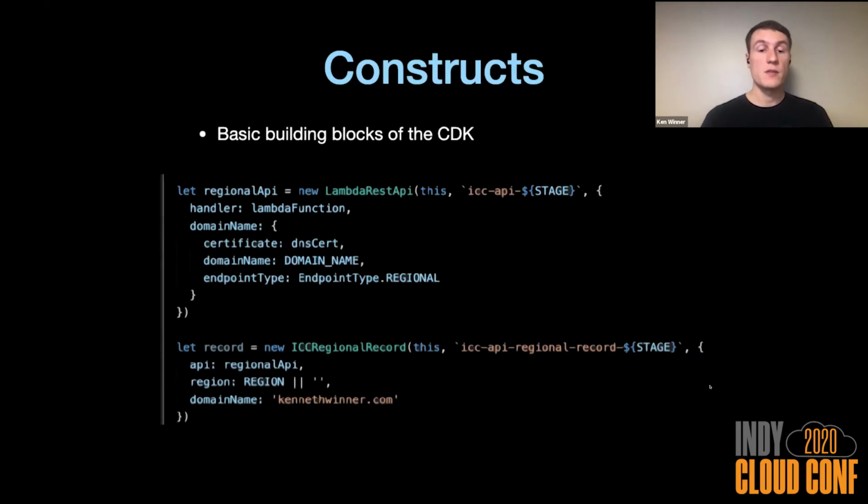And then below that, we have ICC regional record. So within this talk and the demo, I named everything ICC for Indy CloudConf to separate stuff out that was mine. So an ICC regional record is something that I've defined here, and we can call that and then pass in the parameters that it's expecting. These constructs allow you to build your own reusable components across your company or project or product, what have you.